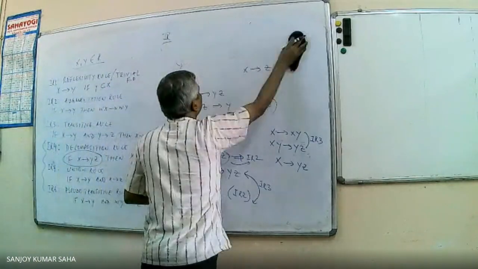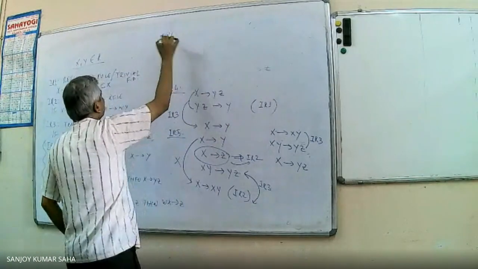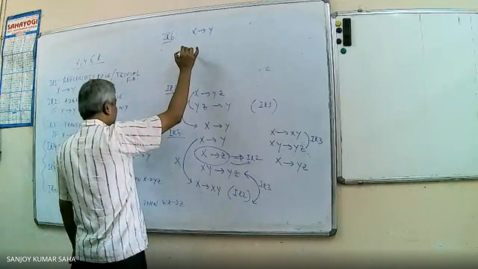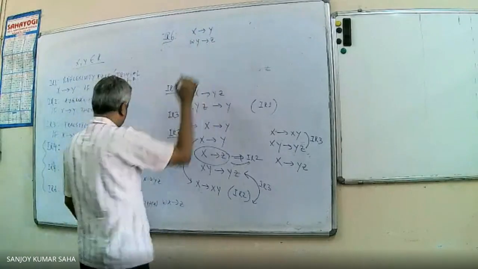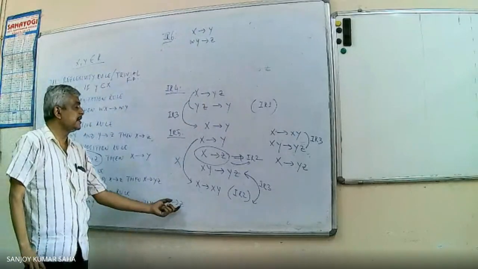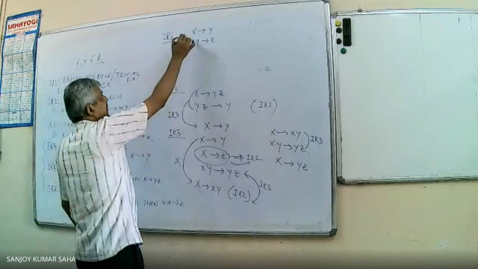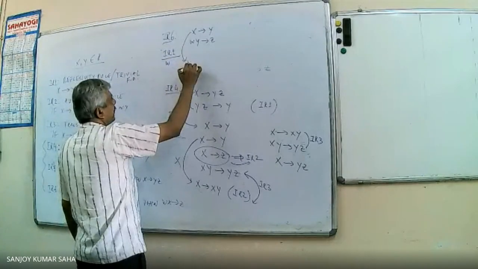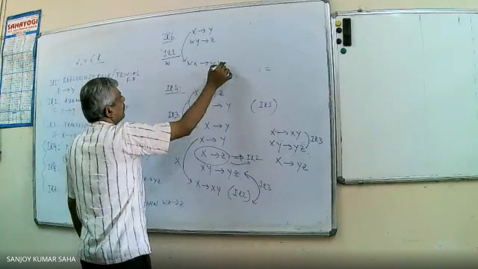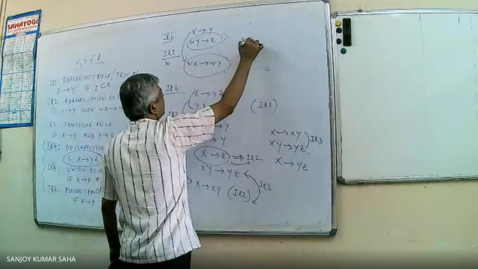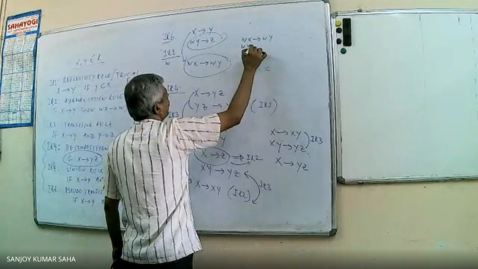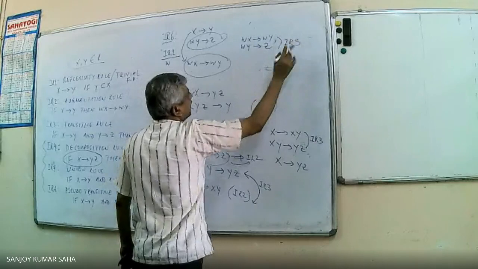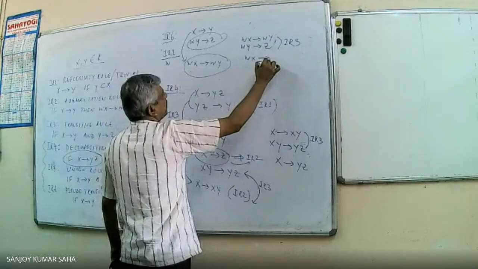If we think about IR6, pseudo-transitive rule, x implies y and wy implies z. We have to prove wx implies z. So first of all, let us apply IR2 augmented by w, so it becomes wx implies wy. So now we have wx implies wy, wy implies z. So on these, applying the transitive rule IR3, it becomes wx implies z.